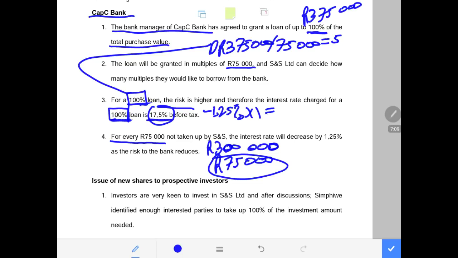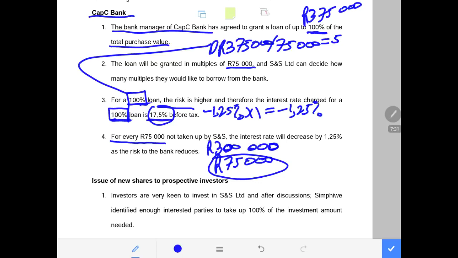There's only 75,000 rands that has not been borrowed, meaning the loan in the bank will decrease by 1.25% because there is a 75,000 rands that has not been taken by this company in order to finance this project. So that is what it means. Let me just explain a little bit further.